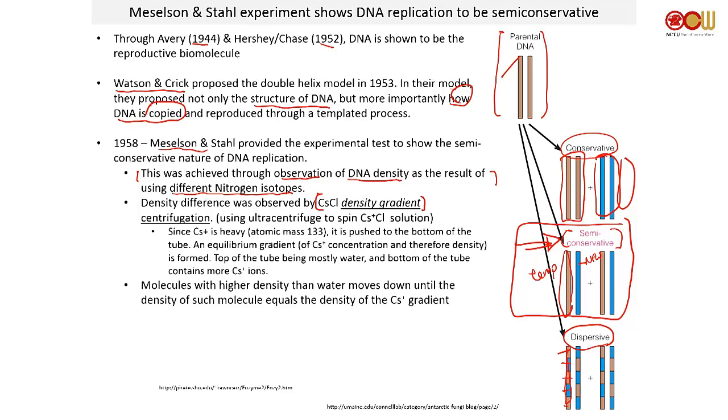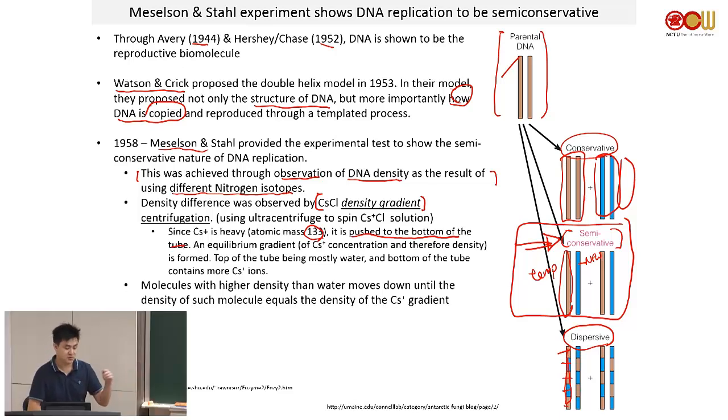Okay, so it has an atomic mass of 133, so it's pretty heavy compared to sodium and calcium, those things, right? Since it's very heavy, as you're centrifuging it, so you spin it real hard, because it's heavy, it's going to get pushed down to the bottom of the tube, okay? And as you're spinning and spinning, eventually you'll have a concentration gradient, because the longer you spin it, you have most of the cesium at the very bottom of the tube, and the concentration decreases towards the top of the tube, okay?